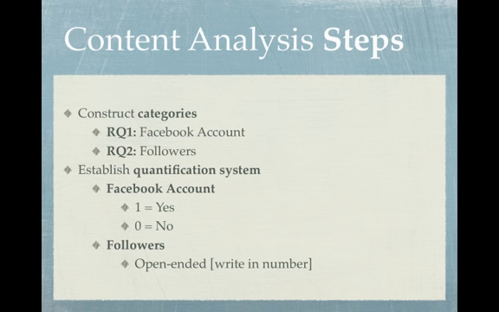And then we construct categories. Categories are a reflection of the concepts and operational definitions that we have taken either from past theories or we're doing an exploratory study. So in this case, for research question 1, the category is Facebook account. And for the second research question, it is followers, the number of followers.